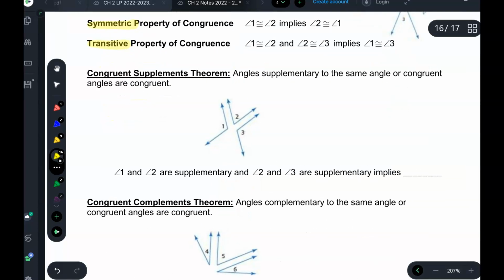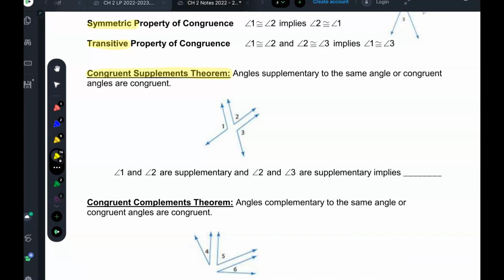Okay, this is a new one. Congruent supplement theorem. If you have angles that are supplementary to the same angle or to congruent angles, they will be congruent. The wording is a little confusing here, so look at the example I have. Angle 1 and angle 2 are supplementary. Angle 2 and angle 3 are supplementary. So that's going to tell us we have a pair of congruent angles.